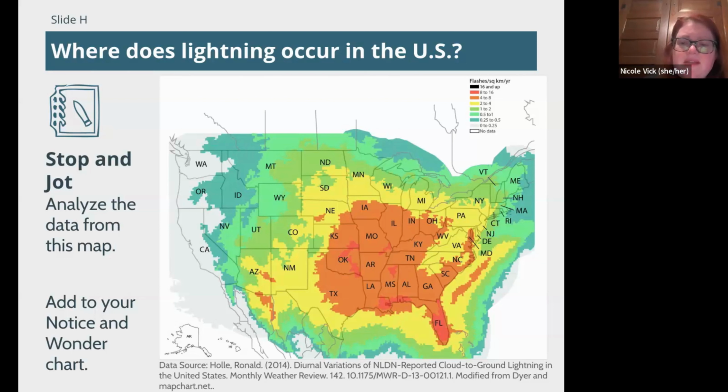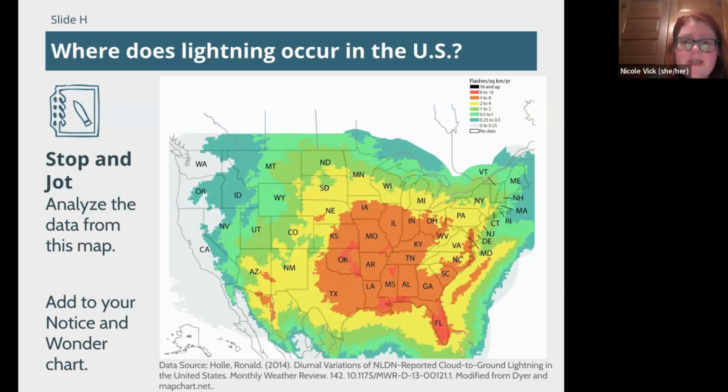So what were some of the things that stuck out to you looking at this data? Okay, so the areas with the most lightning had high heat and humidity. Areas with fewer flashes have low humidity. More strikes in states that are flatter, between our mountain ranges. Okay, in the center is the most frequent lightning occurring.